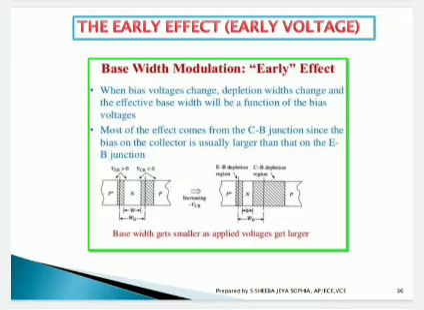It is nothing but a variation in the effective width of the base in a bipolar junction transistor due to the variation in the applied base to collector voltage. Yes, effective width variation with respect to applied base to collector voltage. So this is the early effect. You can see clearly here, base width gets smaller as applied voltage gets larger. Yes, both are inversely proportional. The base width becomes narrow as the voltage gets increased, and it elongates when we reduce the voltage.